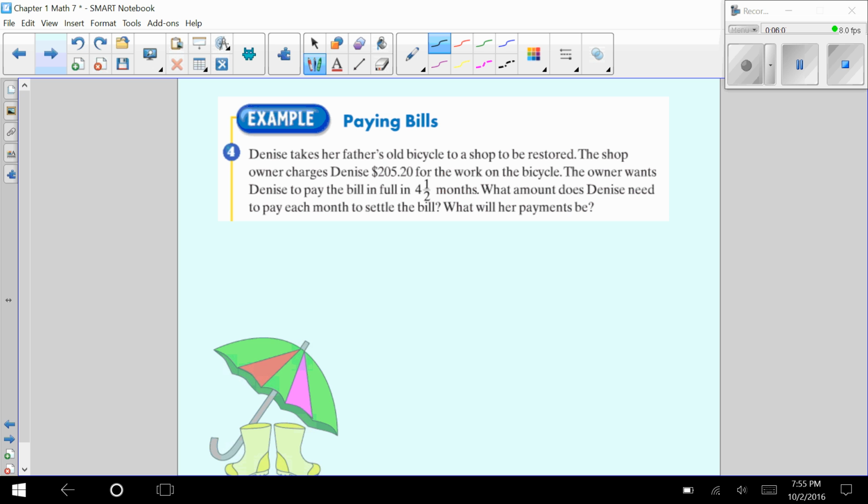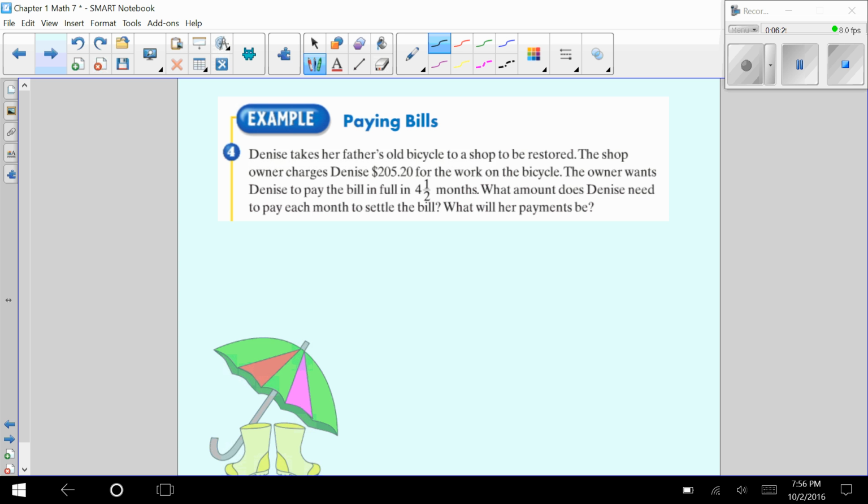All right, a word problem. Denise takes her father's old bicycle to a shop to be restored. The shop owner charges Denise $205.20 for the work on the bicycle. The owner wants Denise to pay the bill in full in 4.5 months. What amount does Denise need to pay each month to settle the bill? And what will her payments be?